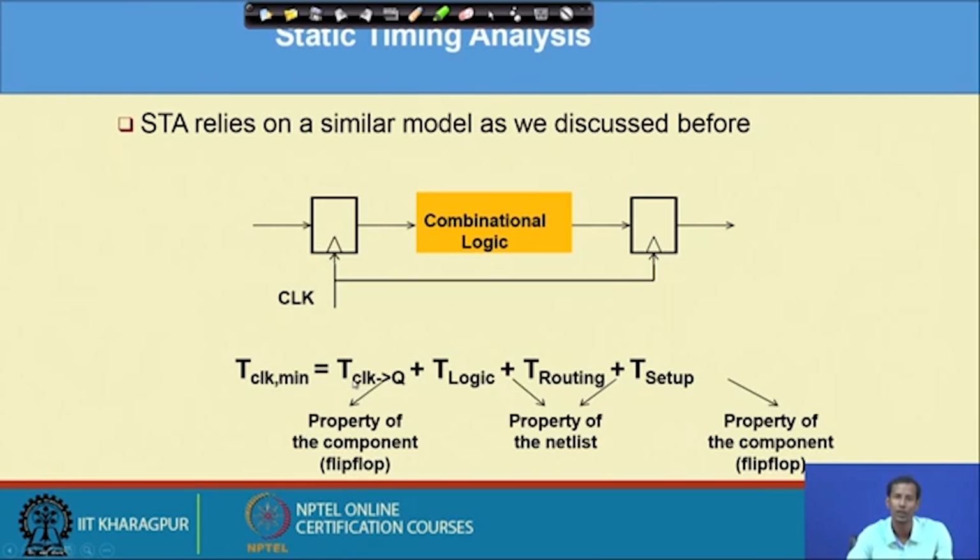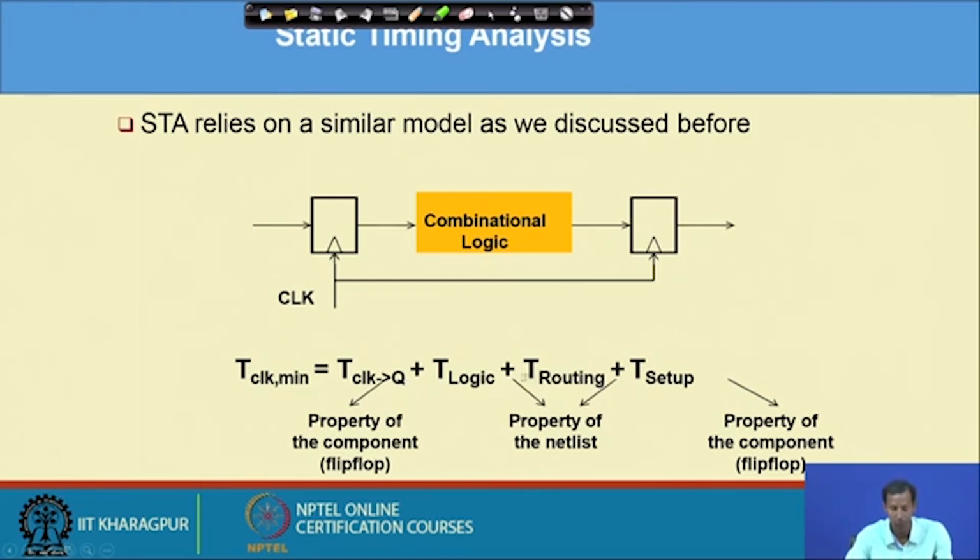This is T clock to Q. Then whatever the logic delay, or the corresponding gate delay, for this combinational circuit, that will again be considered, and it will come into this part.